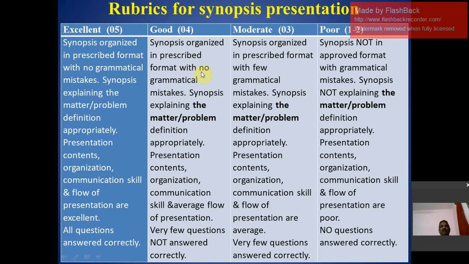Then for good, the synopsis is organized in the prescribed format with no grammatical mistakes, the synopsis explains the problem definition appropriately, then the presentation flow is average here. Then very few questions are not answered here, therefore marks are 4. So here the presentation flow is average and very few questions are answered incorrectly.